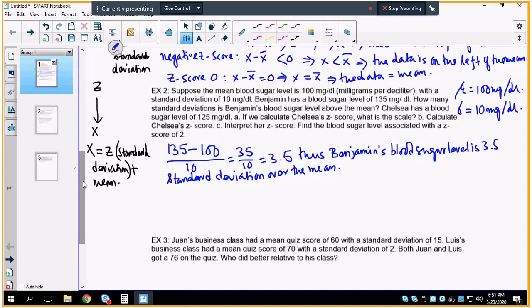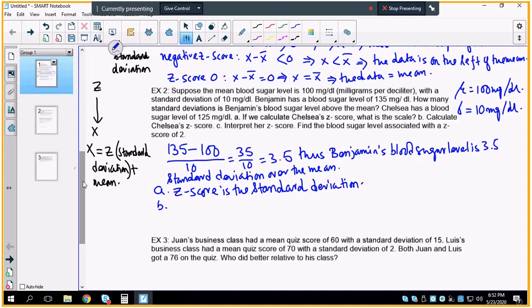The next question is asking us: Chelsea has a blood sugar level of 125 milligrams per deciliter. Question A, if we calculate Chelsea's z-score, what is the scale? Z-score is the standard deviation scale. It is the distance in the scale of the standard deviation. You are talking about the distance in terms of standard deviation.